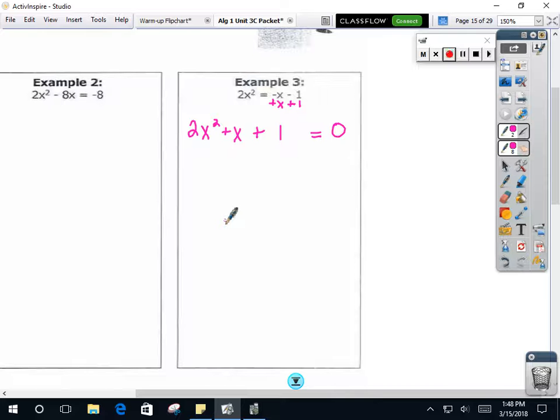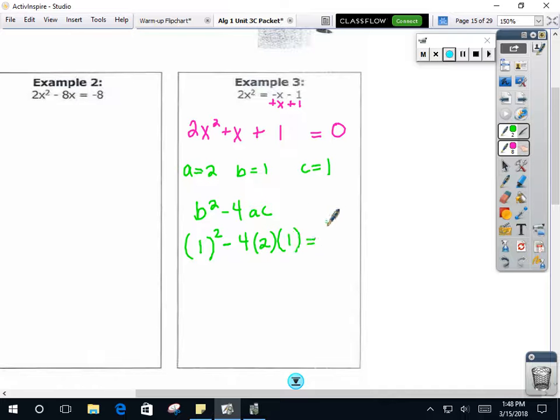Okay, now, you could try other methods, or you could just jump right into the quadratic formula. So if we do that, what is the a, b, and c? Correct. All right, now we do the discriminant, b squared minus 4ac. So that would be 1 in the b place squared minus 4 times 2 in the a place times 1 in the c place. Now calculate that.